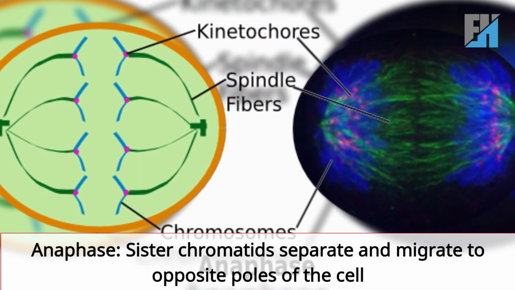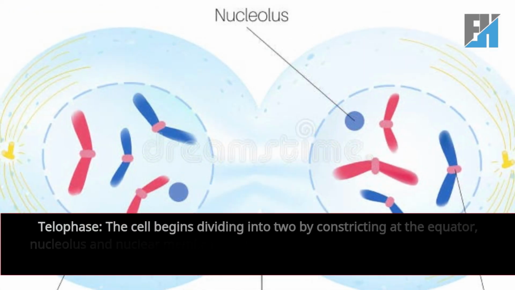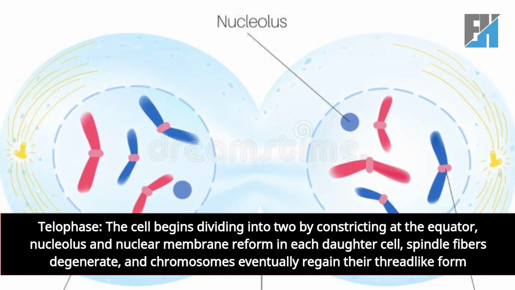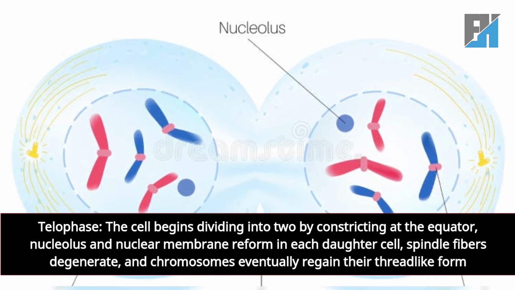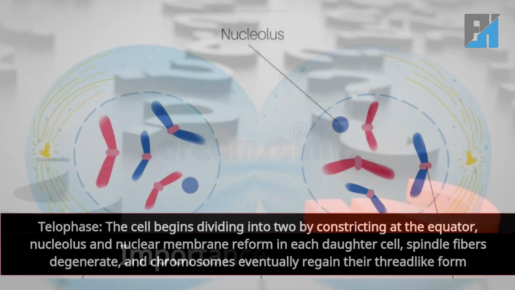Anaphase, sister chromatids separate and migrate to opposite poles of the cell. Telophase, the cell begins dividing into two by constricting at the equator, nucleolus and nuclear membrane reform in each daughter cell, spindle fibers degenerate, and chromosomes eventually regain their thread-like form.